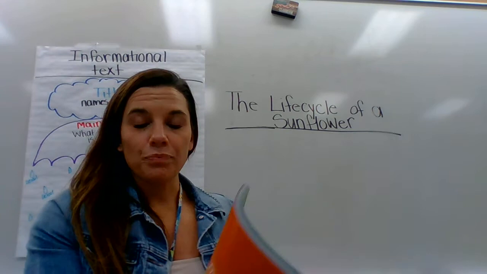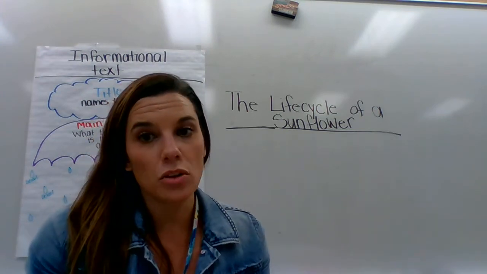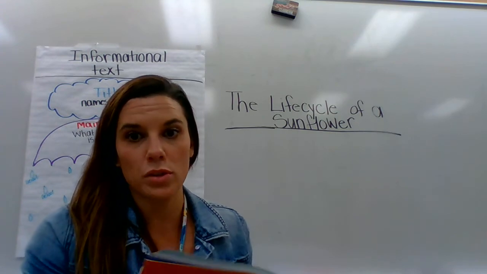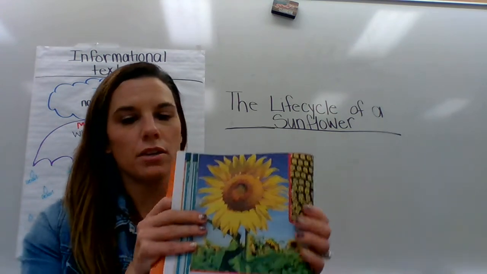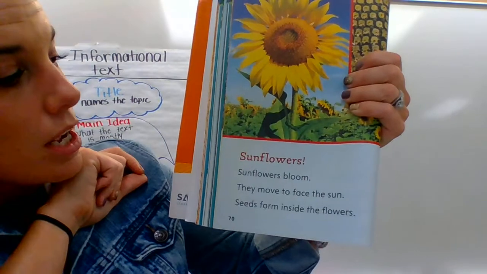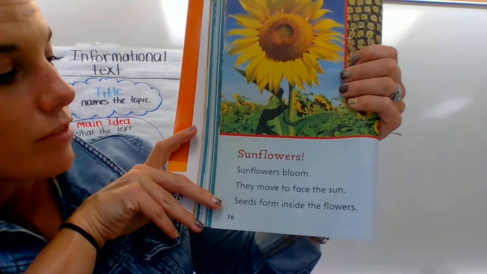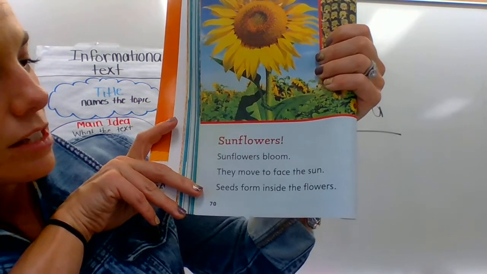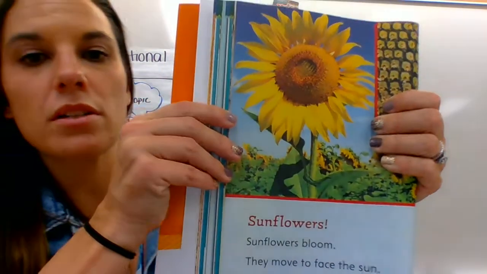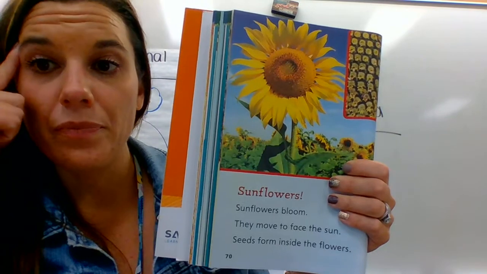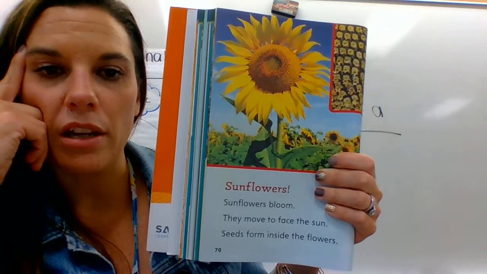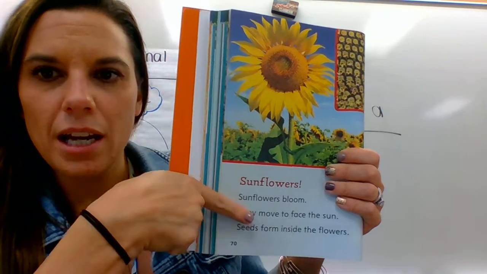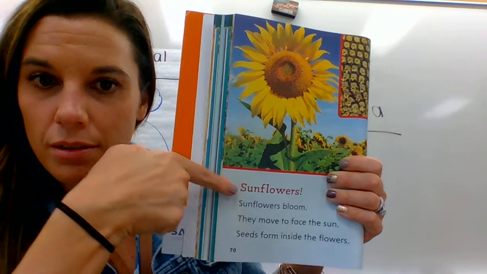I'm thinking in my brain that I still don't think I've heard the main idea yet. I still don't think I've heard what the text is mostly about. I've heard a lot of details. Ooh, look at that pretty picture. Sunflowers bloom. They move to face the sun. Seeds form inside the flowers. Okay, now I'm using my thinking brain and I'm wondering, is the main idea about sunflowers?